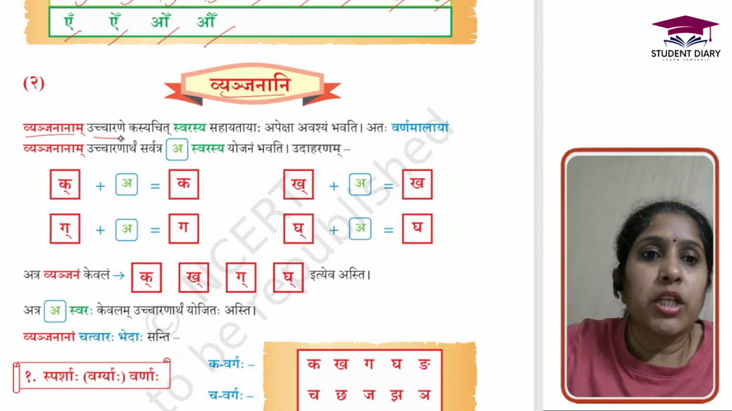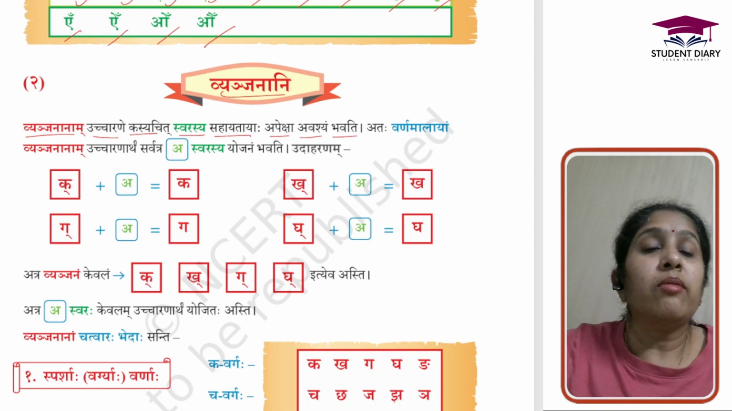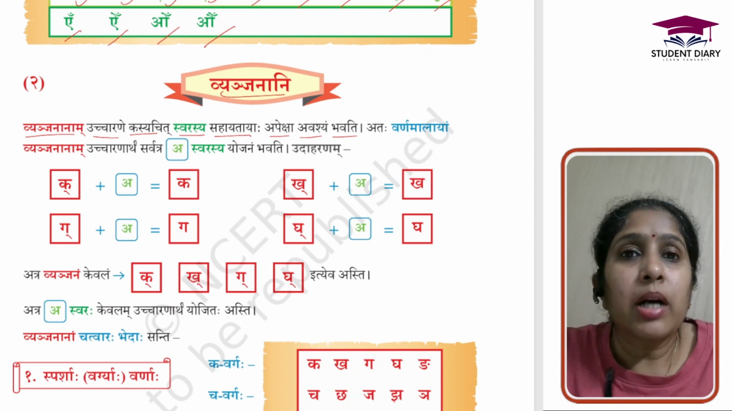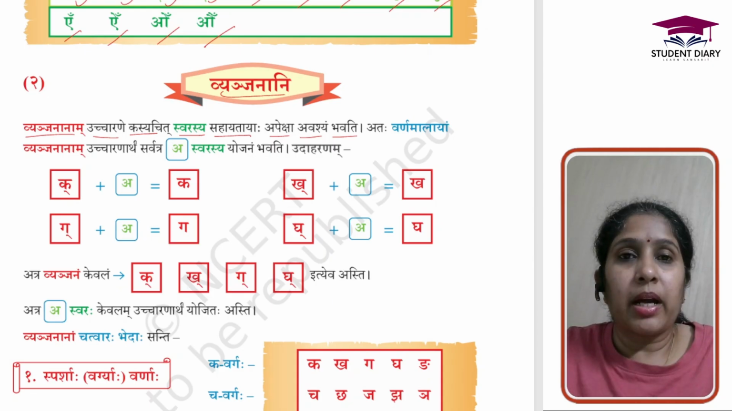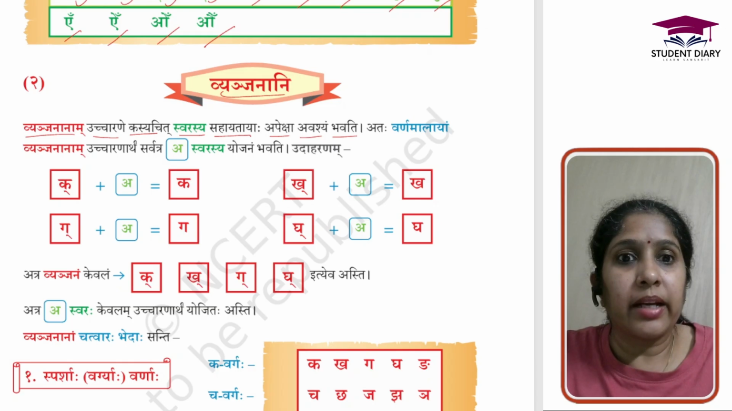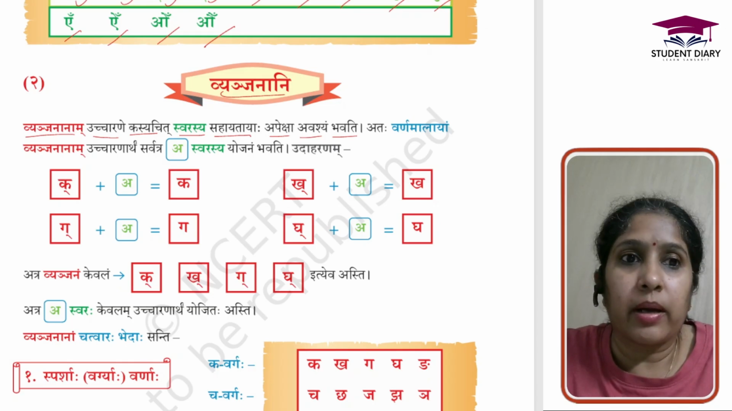So vyanjana nam uchcharane kasyachit swarasya sahayatayaha apeksha avashyam bhavati. So now vyanjan are the letters which you can't speak independently. You remember we did in the starting that swara can be pronounced without the help of any other letter, but vyanjan cannot be spoken without the help of the swara.